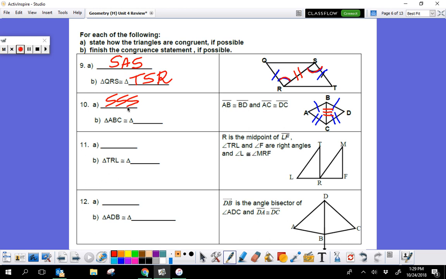Angle A is going to go with angle D. Angle B is going to be with B. And angle C is with C.